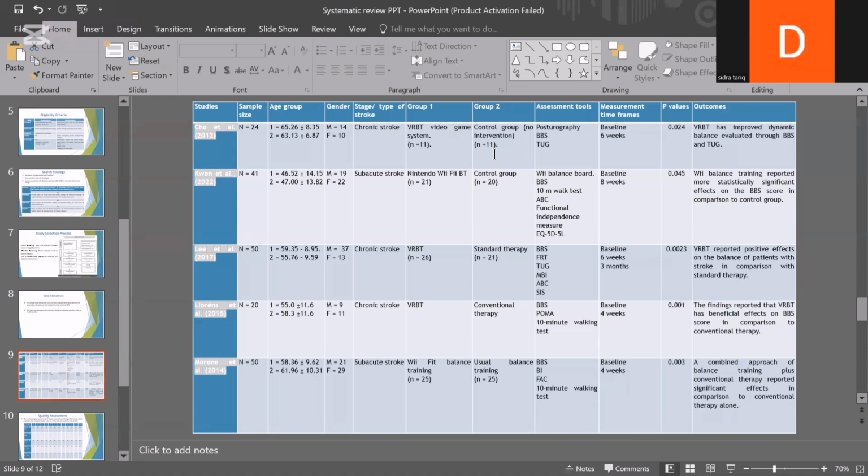Okay. So, in this table, all the information has been extracted from the studies with respect to the Cochrane data extraction form. We have included the major topics like sample size, age group, gender, stage of the stroke, intervention group, control group, group 1, group 2, assessment tools, measurement outcome frameworks, p values, and outcomes. Okay. So these were the 5 selected studies, and we have mentioned the sample size.